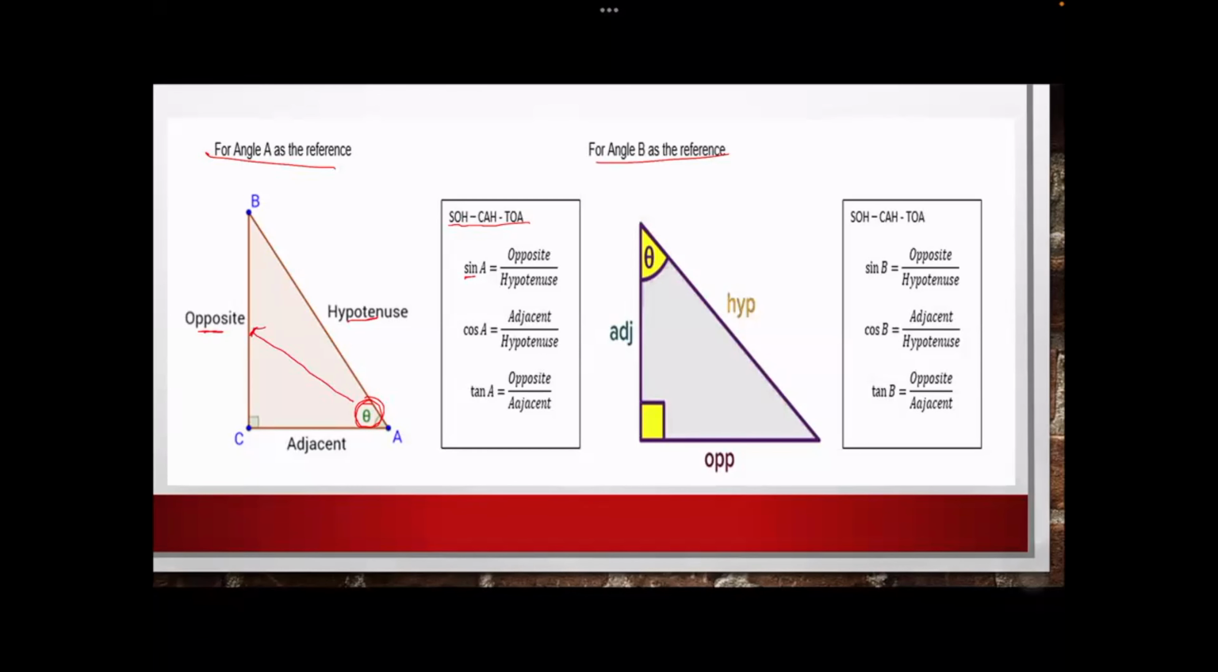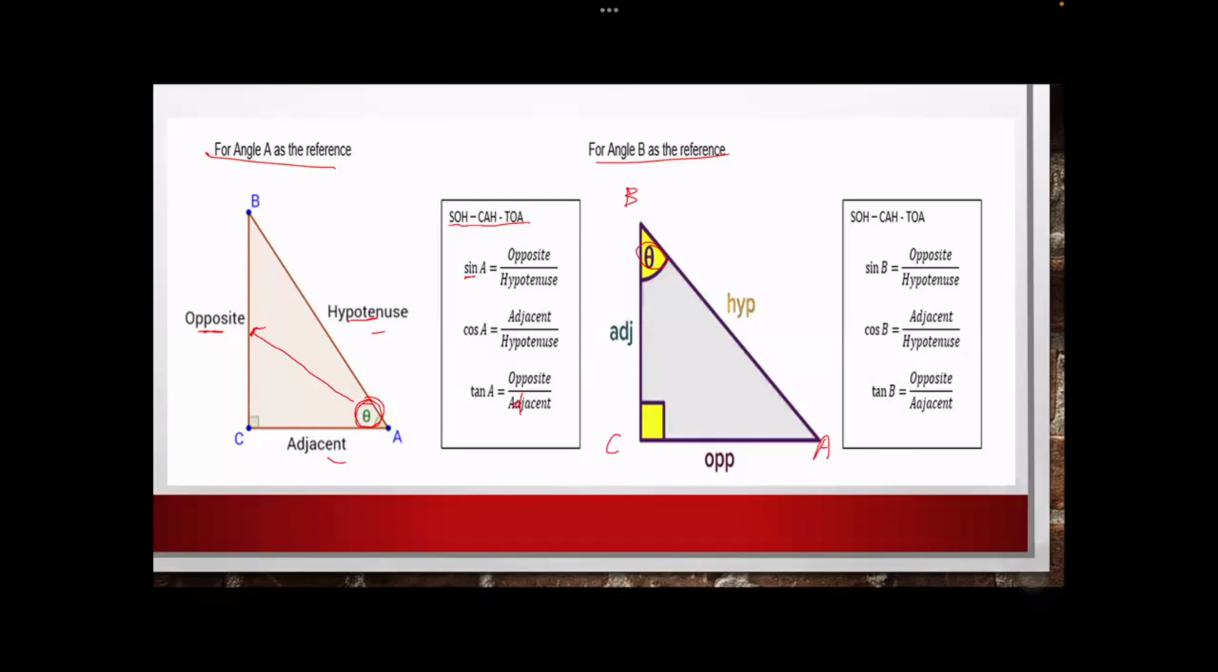Tapos yung cosine mo, adjacent over hypotenuse. So ito yung adjacent over the hypotenuse. And tan A is opposite over the adjacent. For the reference angle B, yung theta mo is nandito sa taas. So therefore, this is B, this is A, and this is C.